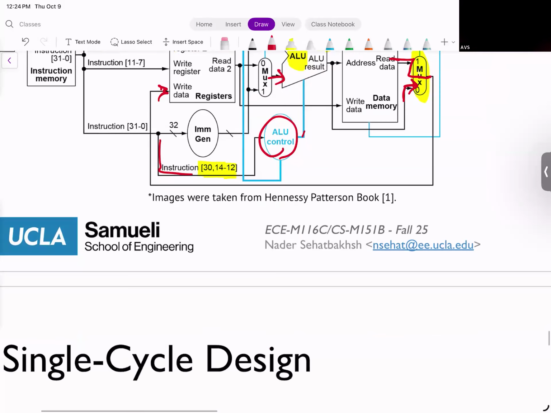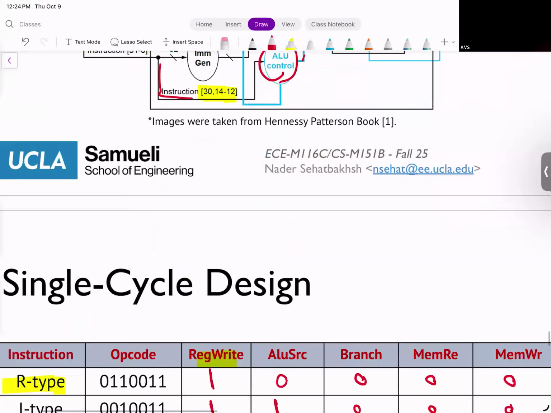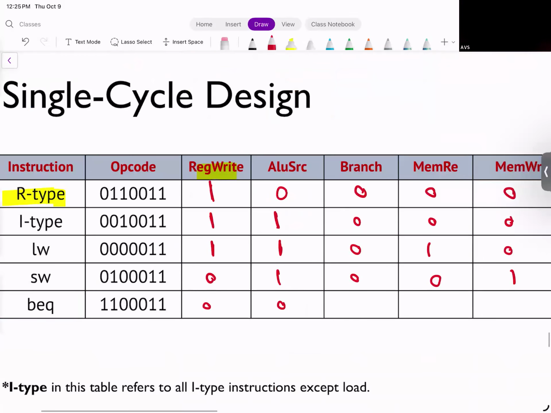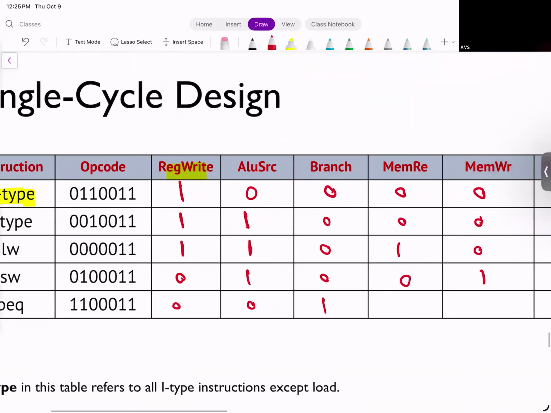Mem read? 0, you're not dealing with memory, so 0 for mem read, mem write. Mem to reg? Again, doesn't matter because you're not writing to the register, so you can put 0 or 1. Okay? So this would be your table. Is it the same? Yes. Okay? Any question here? Any questions?